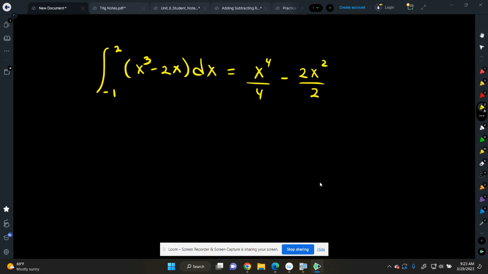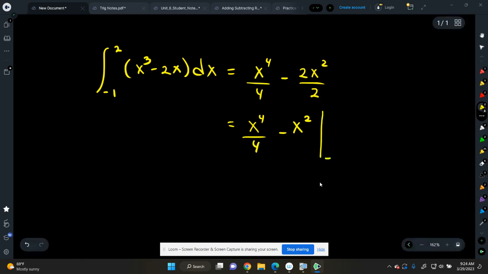It's the opposite of what we do when we do the derivative. The derivative, we bring the exponent in front and multiply, and we subtract 1 from the exponent, okay? So we've got x to the fourth over 4 minus x squared. We are evaluating that. We use the vertical line from -1 to 2.